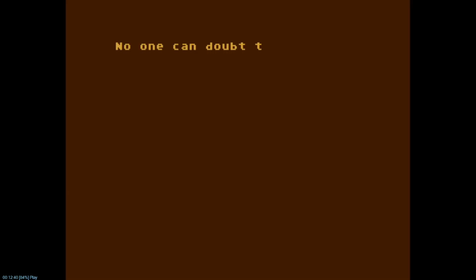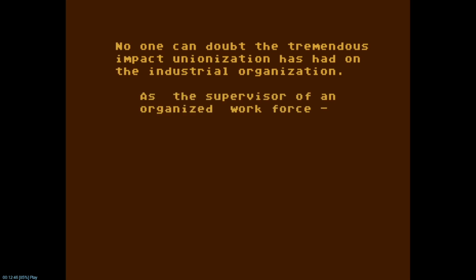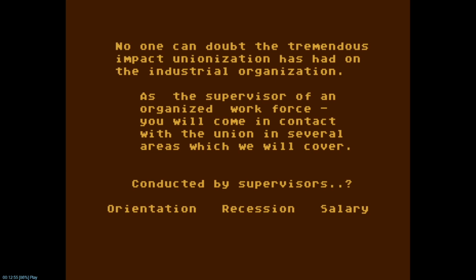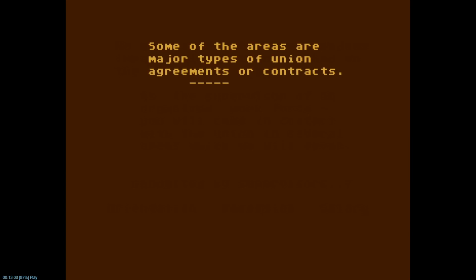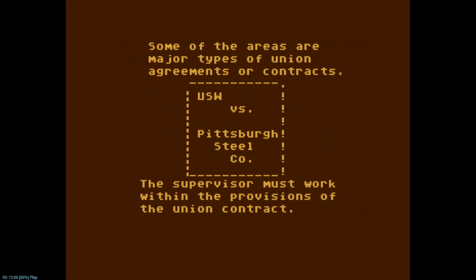No one can doubt the tremendous impact unionization has had on the industrial organization. As the supervisor of an organized workforce, you will come in contact with the union in several areas, which we will cover. What process is conducted by supervisors? Some of these areas are the major types of union agreements or contracts, as they're often referred to, how the supervisor interrelates with the union officials, and the importance of the supervisor working within the provisions of the union contract.